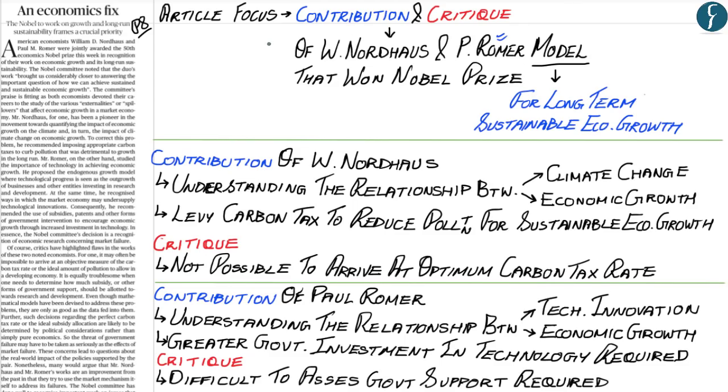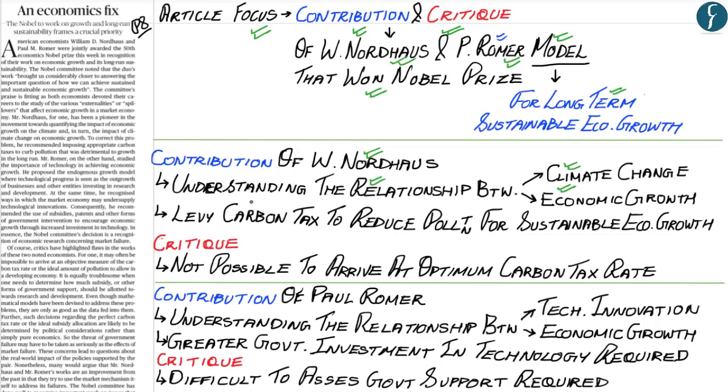So now hopefully up till here you've understood the focus of this article, wherein this article provides a simplified explanation of the contribution and critique of the models given by William Nordhaus and Paul Romer that won the Nobel Prize, for providing a solution for long-term sustainable economic growth. According to the article, the contribution of William Nordhaus is that he gave an understanding of the relationship between climate change and economic growth.